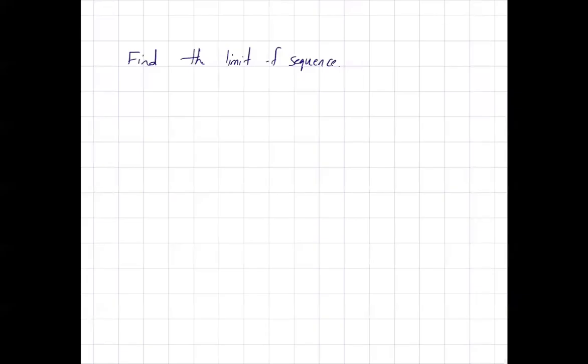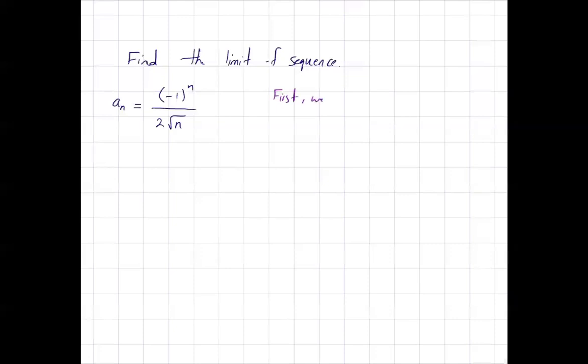The next sequence is a_n equals (-1)^n divided by 2 times the square root of n. So to find the limit of this sequence, first let us find the limit of the absolute value.